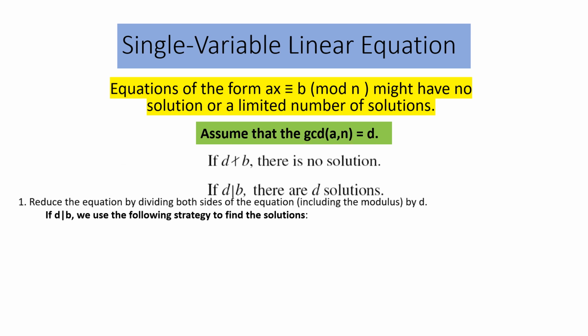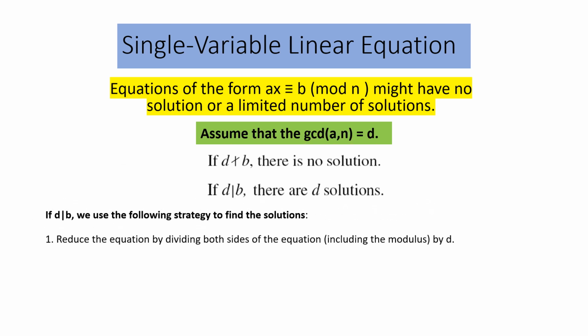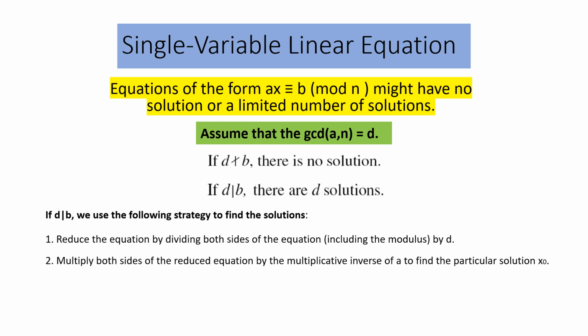1. Reduce the equation by dividing both sides of the equation, including the modulus, by d. 2. Multiply both sides of the reduced equation by the multiplicative inverse of a to find the particular solution x0. 3. The general solutions are x = x0 + k(n/d), for k = 0, 1, 2, ..., d-1.